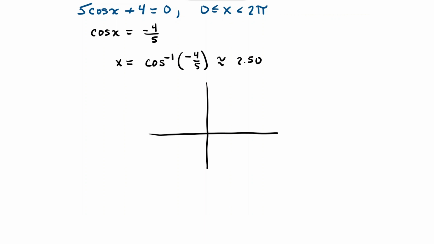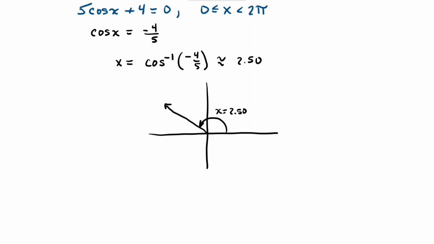We also know this because 2.50 is between pi over 2, which is approximately 1.57, and pi, which is approximately 3.14. So that means that this angle is a little closer to 3.14 than it is to 1.57. So here is our first solution. So this is x equals 2.50.